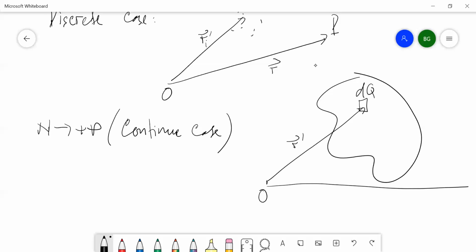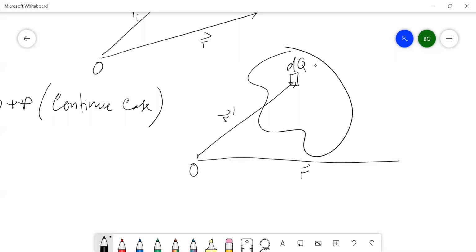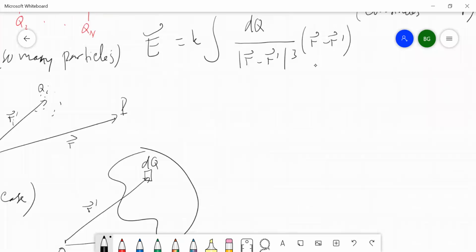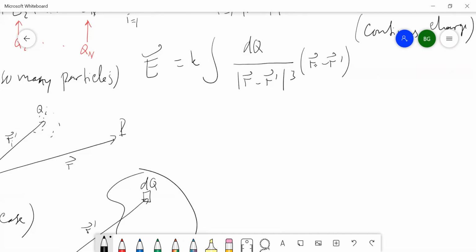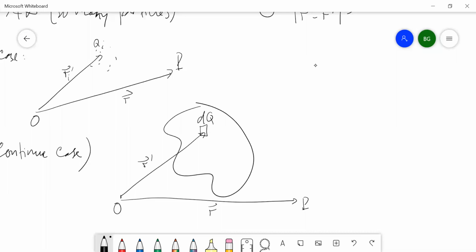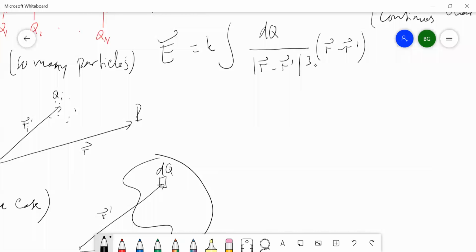And then we have this R, this is P. These are the field coordinates. So this is what it means to be continuous things. Any questions?